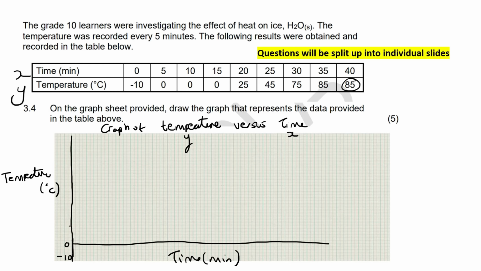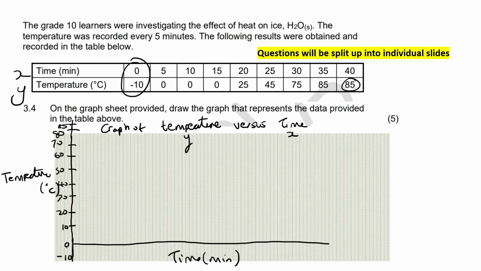So I'm going to go up in tens. So 10, 20, 30, 40. Obviously you would have this on a ruler. It would look a lot better than mine. 70, 80, and then let's just go 85. Now you're just going to plot the points.